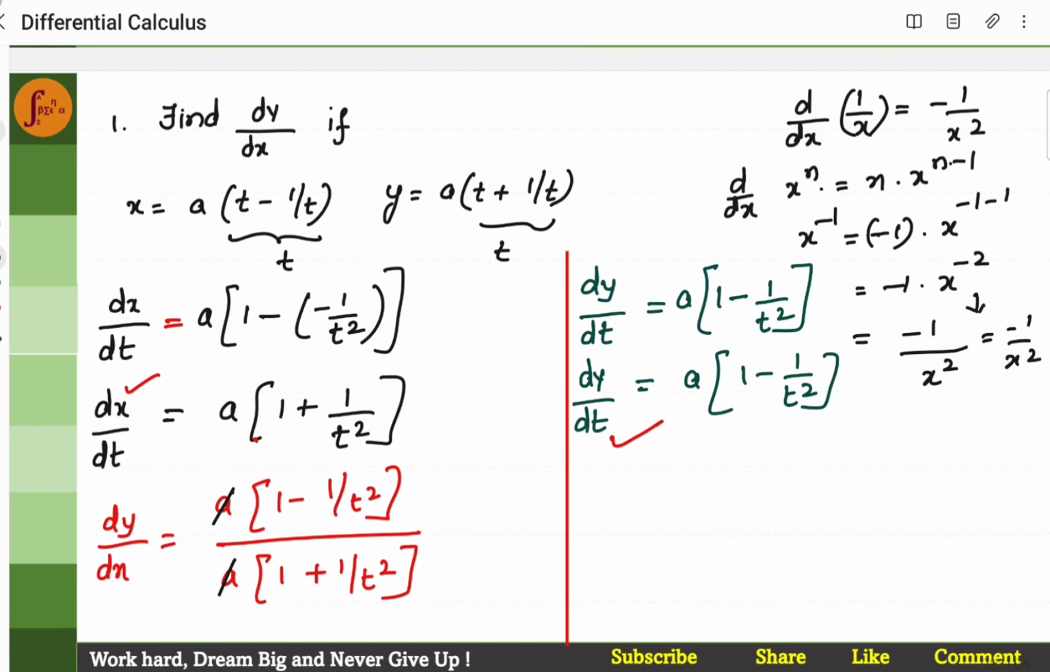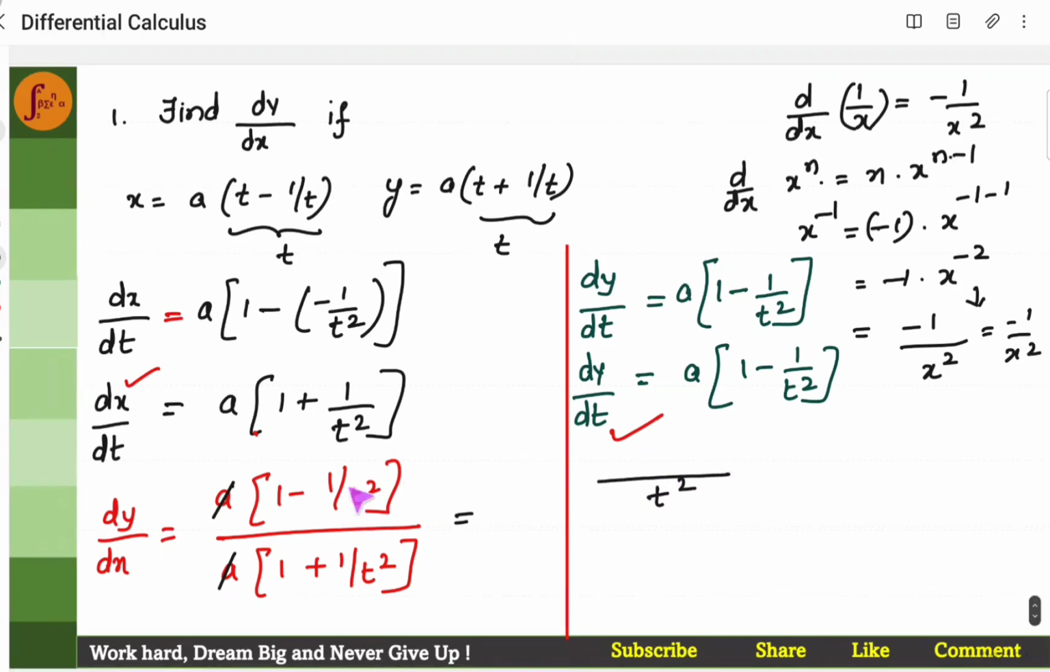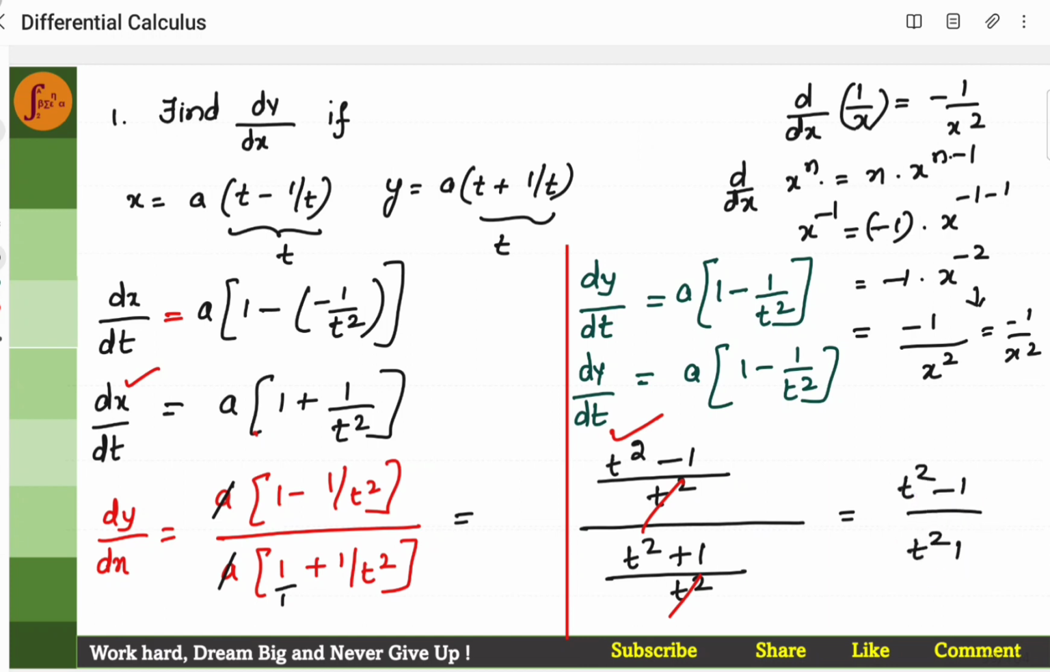A and a will get cancelled. So let me simplify this. Let me take the LCM. t square is the LCM. So I'll get t square minus 1. Similarly for the denominator also I'll take t square as LCM. So I'll get t square plus 1. Now again t square and t square will get cancelled. So I'll be left with t square minus 1 by t square plus 1. So this is dy by dx.